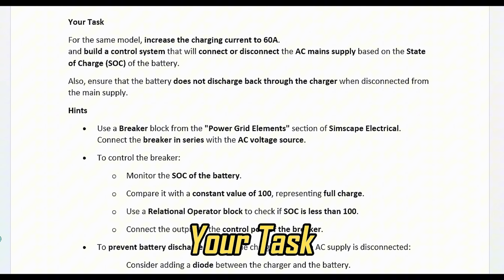Your task. For the same model, increase the charging current to 60 amperes and build a control system that will connect or disconnect the AC mains supply based on the state of charge of the battery. Also, ensure that the battery does not discharge back through the charger when disconnected from the main supply.